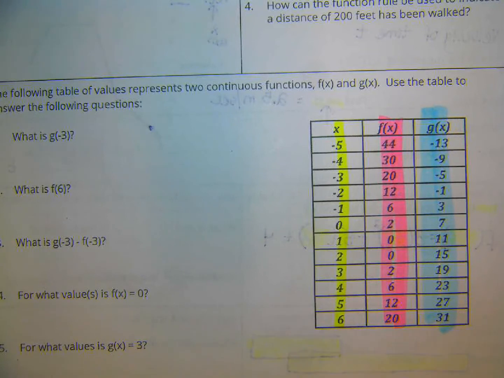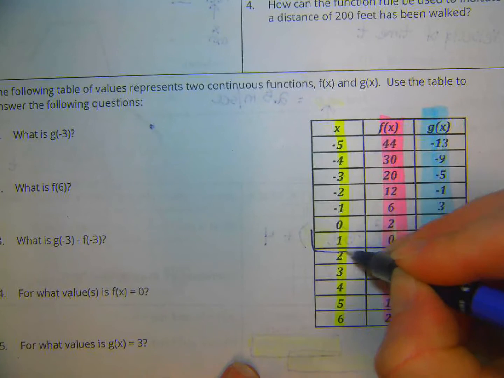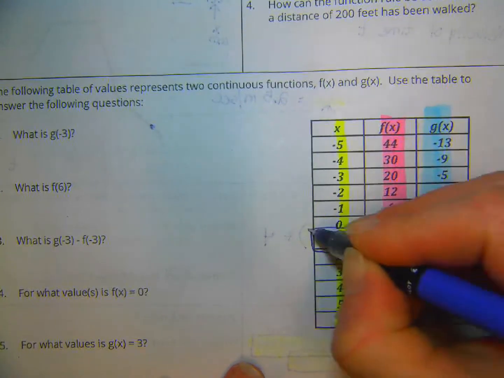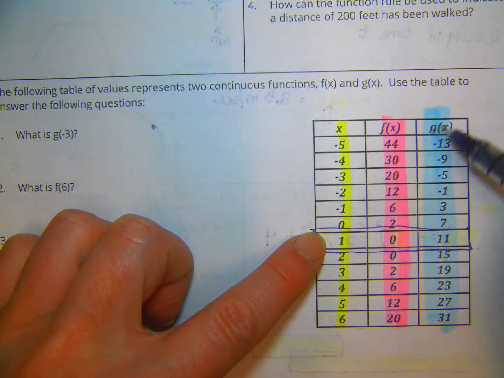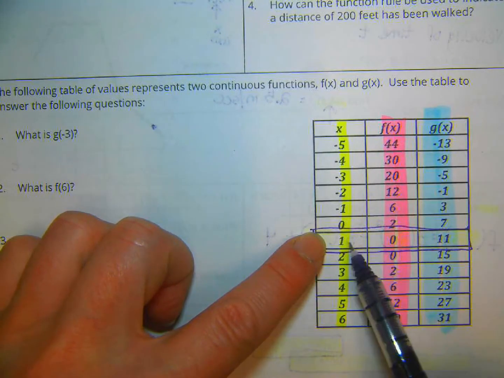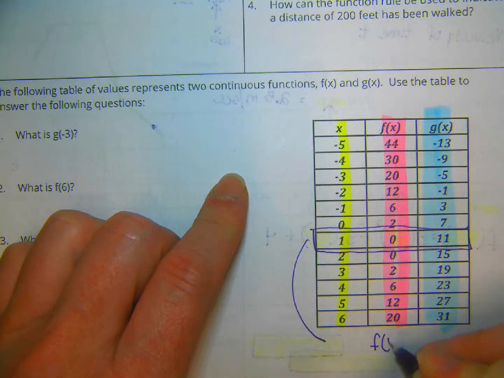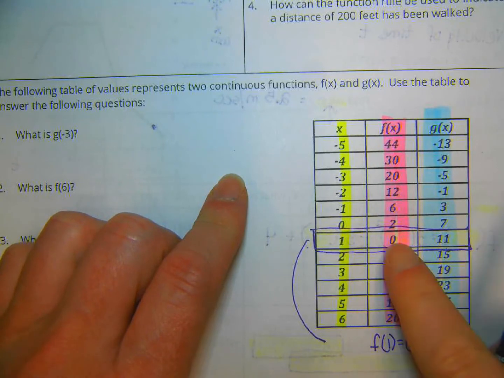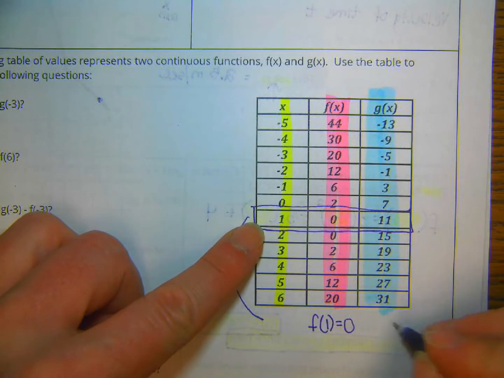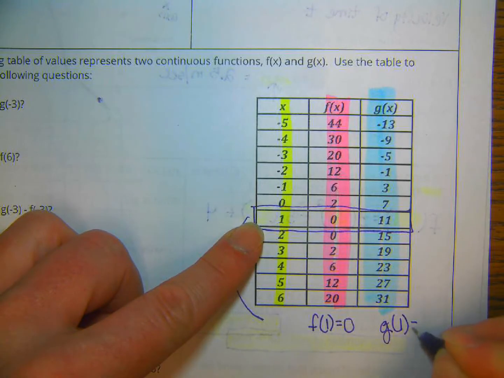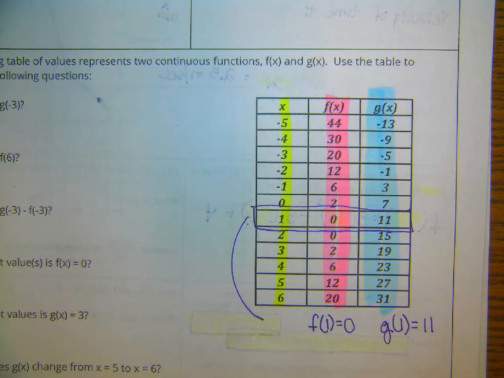Okay, so let me take a row. I'm going to take this row and write out what everything means, and then you can apply that to this problem. This is x, so that's x is 1. F of x equals 0. What that means is that f of 1 outputs 0. That's what that 0 means. G of x equals 11. That means g of 1 equals 11. Good.